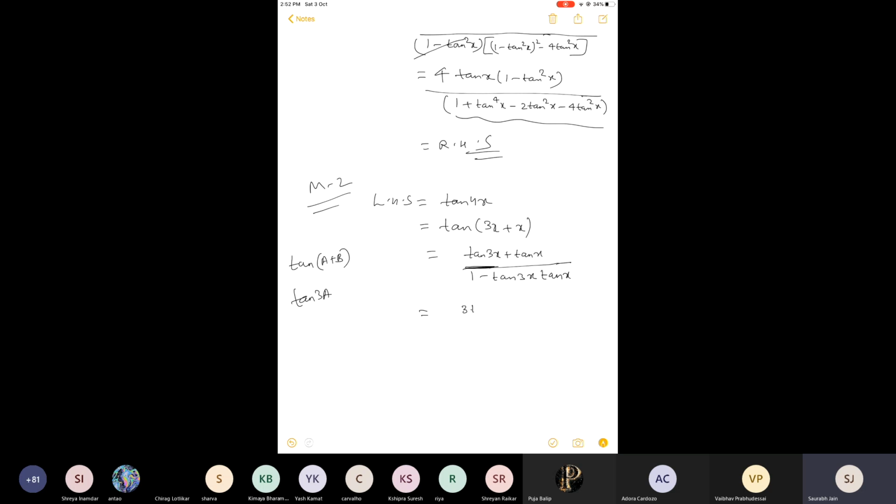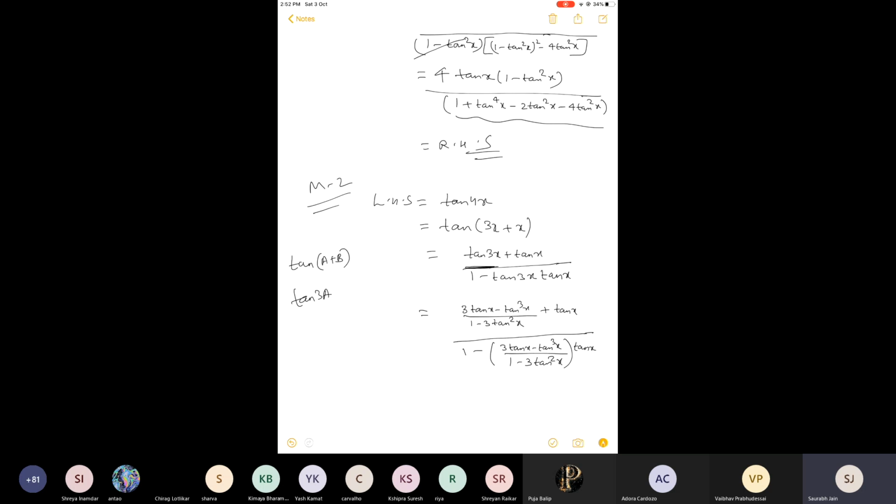Let us use that formula. tan 3x is 3 tan x minus tan cube x upon 1 minus 3 tan square x. This is the formula of tan 3x. Then copy the remaining term, that is tan x. In the denominator also, you use this formula, 3 tan x minus tan cube x upon 1 minus 3 tan square x, and you multiply it by tan x.